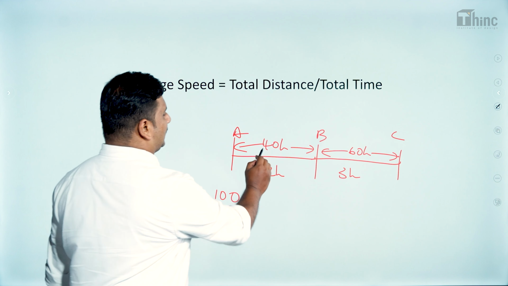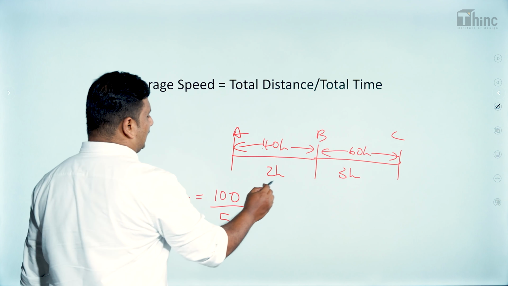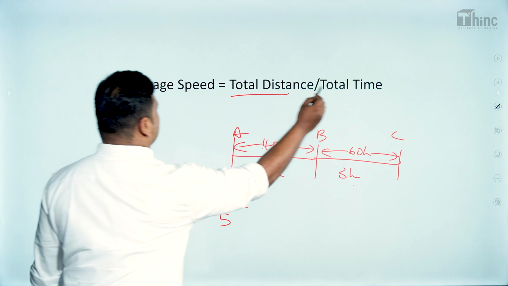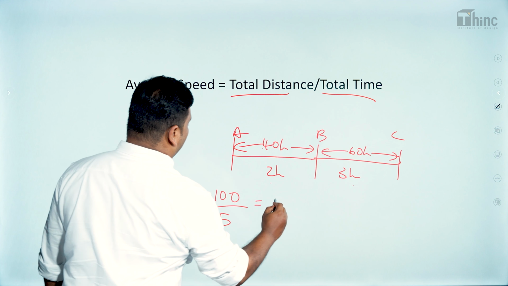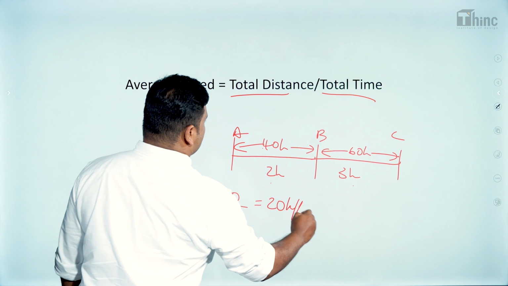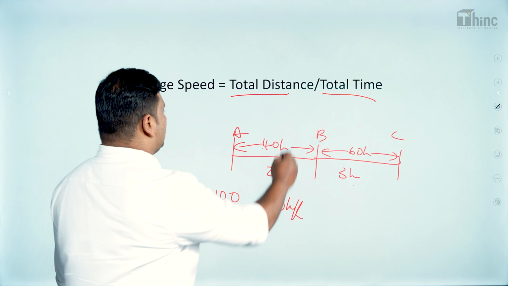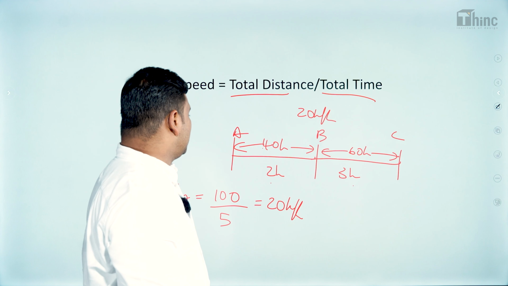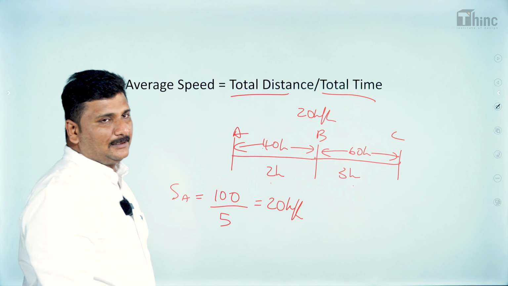So total distance is 40 plus 60, 100. Total time taken is 2 hours plus 3 hours, that is 5 hours. So average speed will be total distance divided by total time, which is 100 by 5, which is 20 kilometers per hour. So the average speed for the whole journey will be 20 kilometers per hour. So just find the total distance and divide it by the total time, and you will get the average speed.